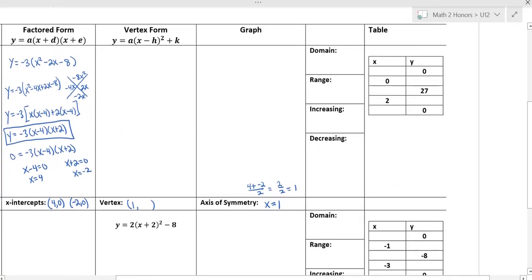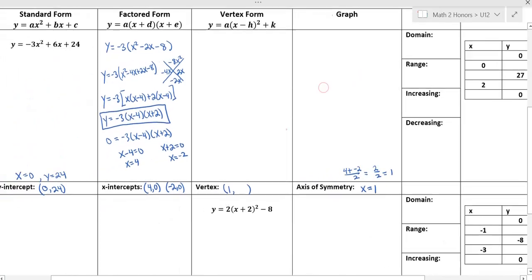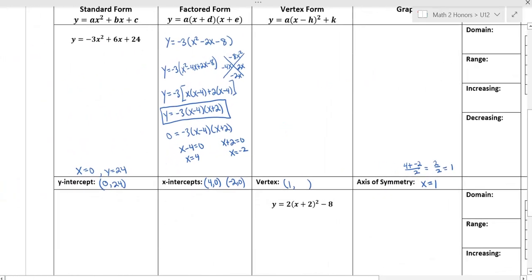I'm going to plug in a 1. Well, let's go back to standard form. I'll plug a 1 in for x. And I get y is negative 3 times 1 squared plus 6 times 1 plus 24, which is negative 3 plus 6 plus 24, which is negative 3 plus 30, or 27. So when you plug a 1 in, you get y is 27, so that's my vertex, 1, 27.